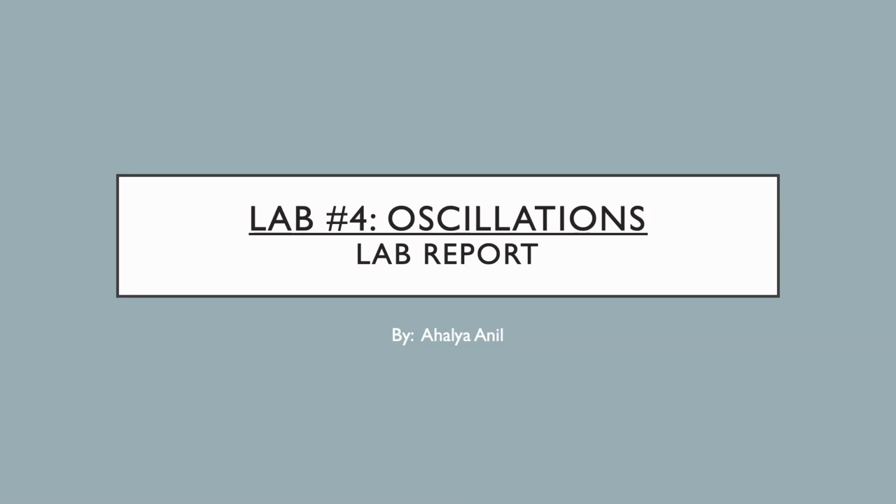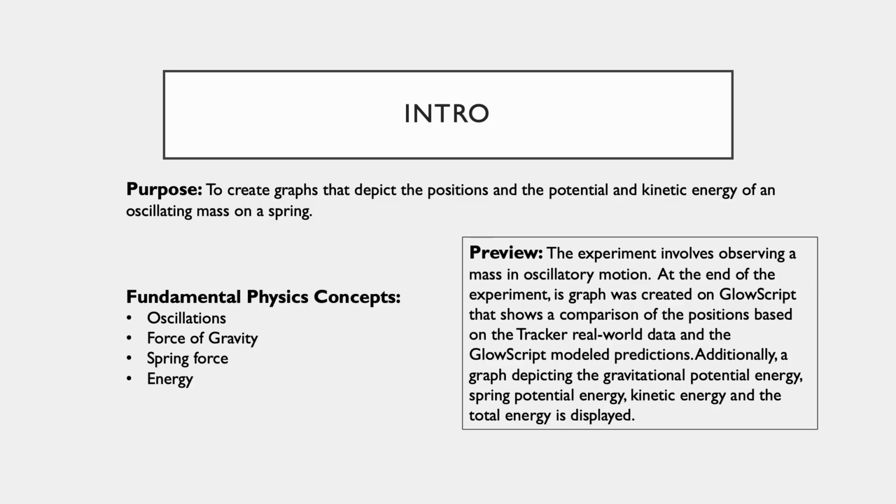Today I'll be going over my lab report for Lab 4, which involves analyzing a mass on a spring going through oscillation. The experiment involves observing a mass in oscillatory motion. The ultimate purpose is to create graphs to depict the positions and the potential and kinetic energy of the oscillating mass on the spring. The tracker software created an X position versus time graph and a Y position versus time graph based on the video of an oscillating mass attached to a spring.